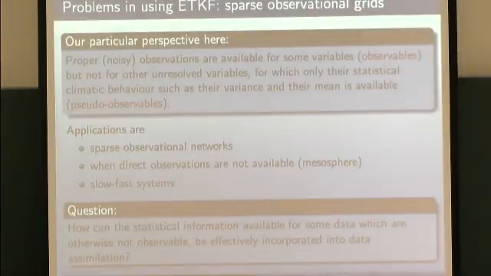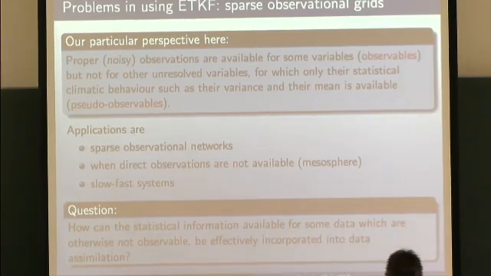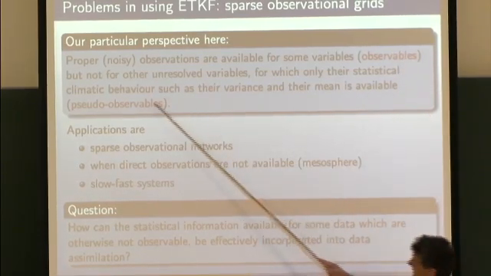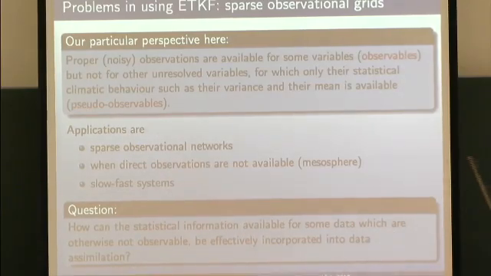Okay, so what's our setting here? Now we start with something new. This was all known. So we assume we have some proper observations with access to make observations, and we call them observables. And there are some other variables, we call them pseudo-observables, which are not directly observable. We have no direct observations of these variables, but we have some statistical, let's call it climatic, knowledge. So let's say we know the mean and the variance of the variable at these sites.